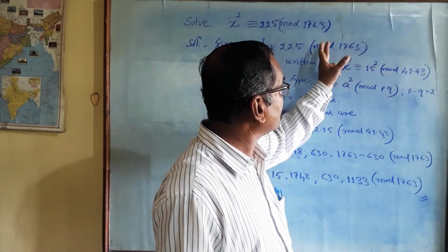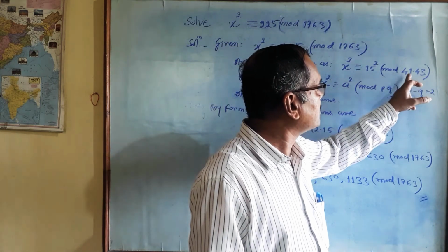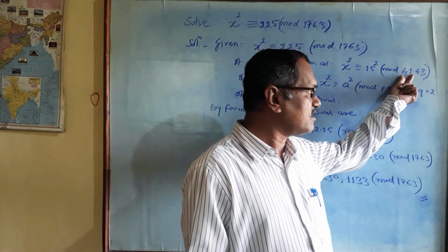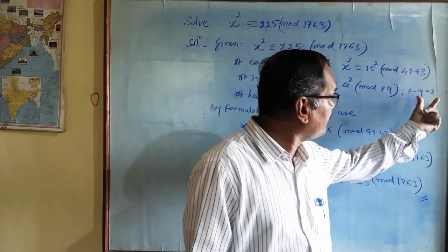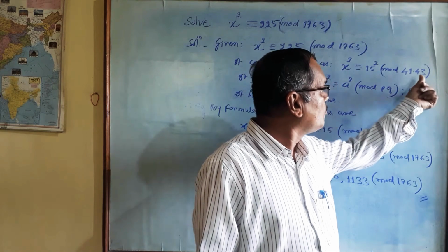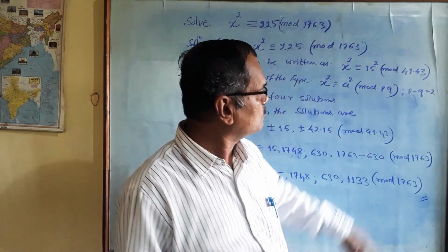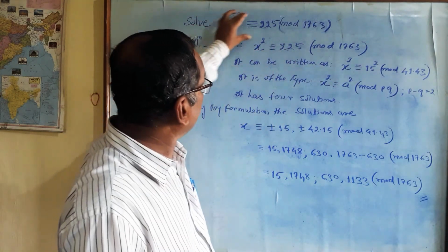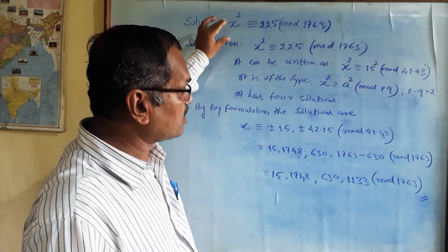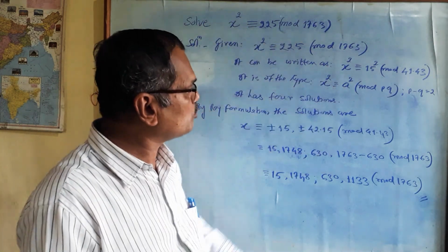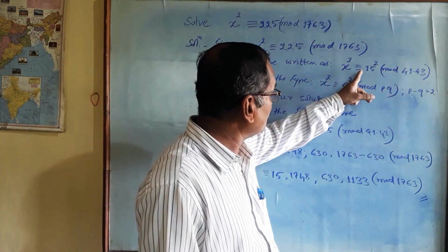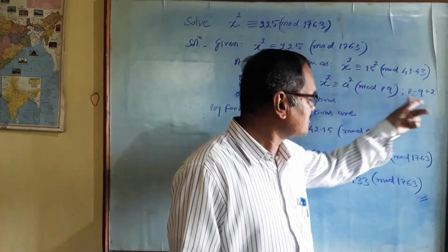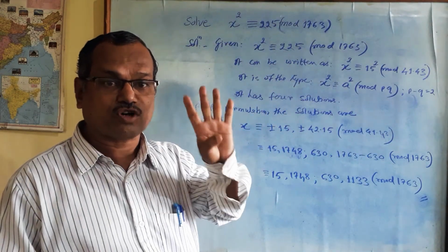Now 1763 can be factorized as a product of two factors, 41 into 43. We know 41 is a prime number, 43 is also a prime number, and the difference between the two is 2, 43 minus 41 is 2. So definitely they are twin primes. So it is a standard quadratic congruence modulo a product of twin primes, that is, a congruence of the type x square congruent to a square mod pq, and such a type of congruence always has 4 solutions.